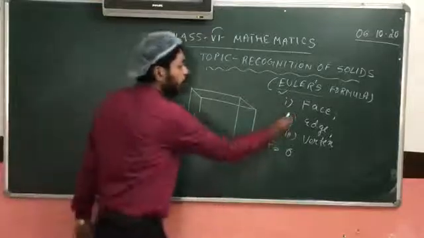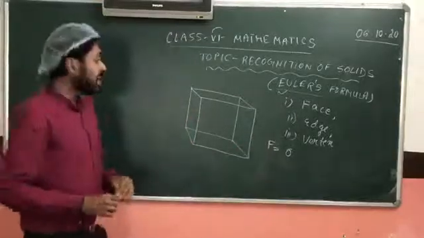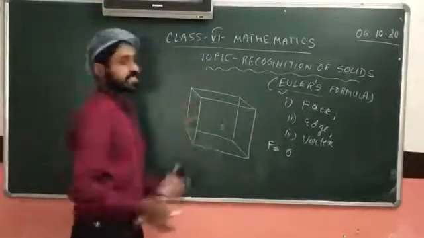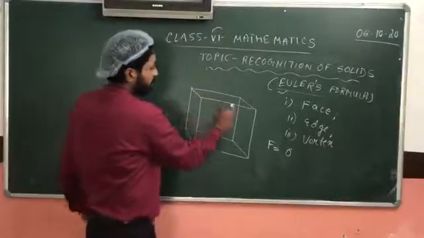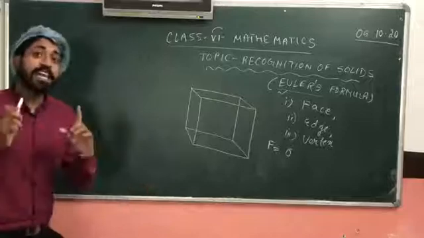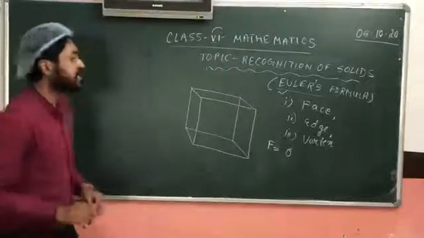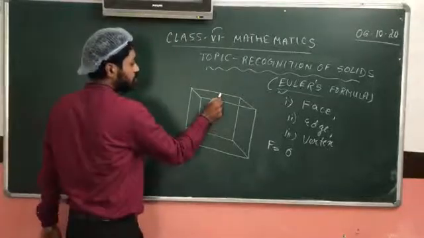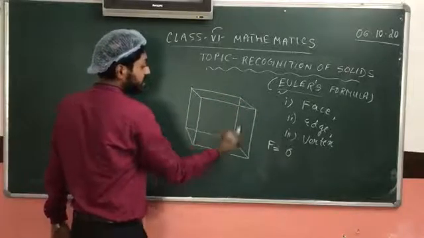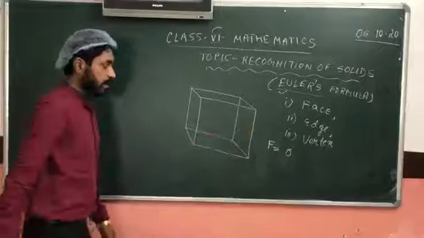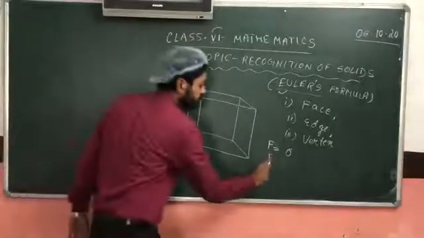What are edges? Edges are the lines where two faces meet. This is one face, the top is another face. They meet at this line. So this line is called the edge. E-D-G-E, edge. How many edges are there? 1, 2, 3, 4, 5, 6, 7, 8, 9, 10, 11, 12. So therefore there are 12 edges.